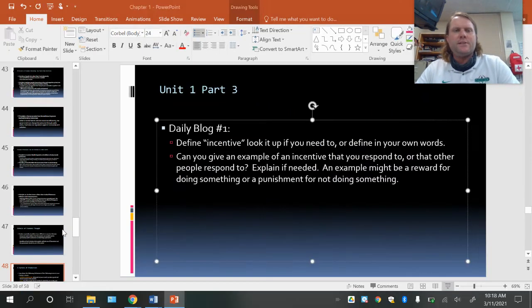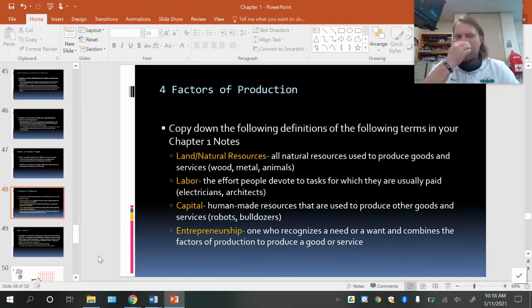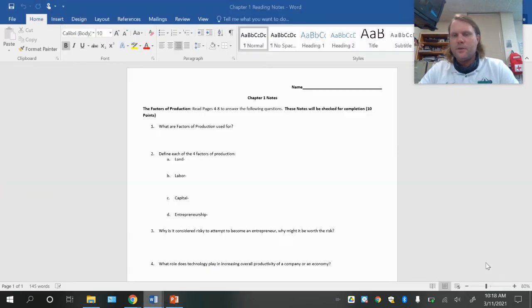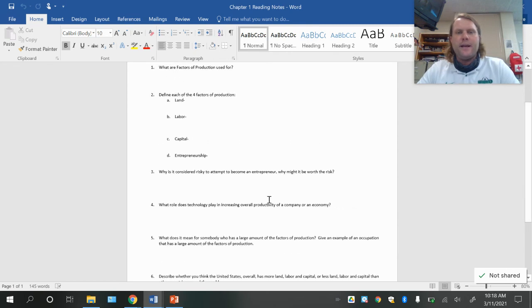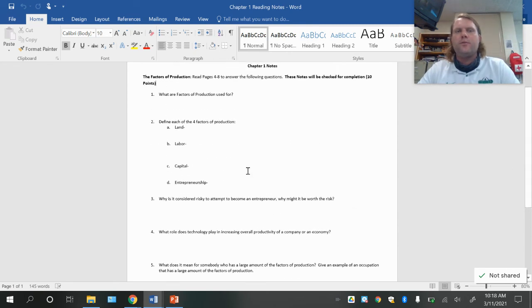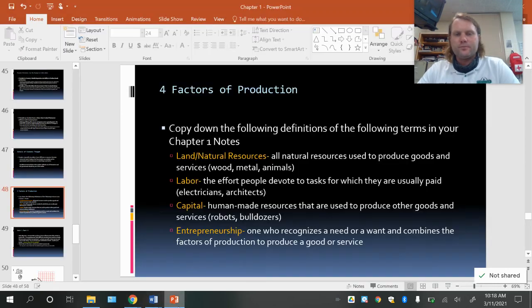Okay, so this last slide here, we talked about what it takes to produce stuff. And your first assignment looks like this. You're going to take a quick second and read 3 or 4 pages, and basically answer these questions about what are referred to as the factors of production. I'm going to give you these definitions right here.